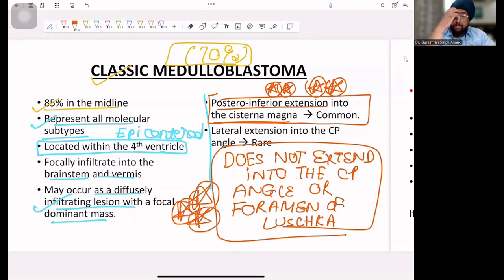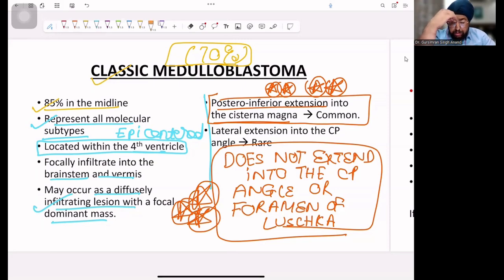Foraminal spread. What is foraminal spread? That is extension into the foramen of Magendie and Luschka. That is seen with ependymoma. That is not seen with medulloblastomas. So extension into the cisterna magna is common. However, extension into the CP angle region or foramen of Luschka is not seen with medulloblastomas.